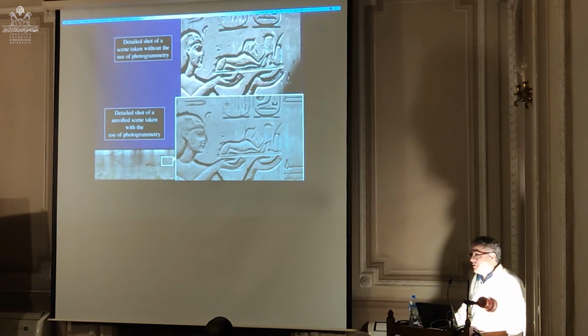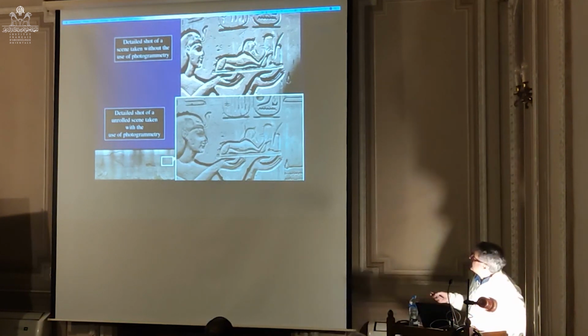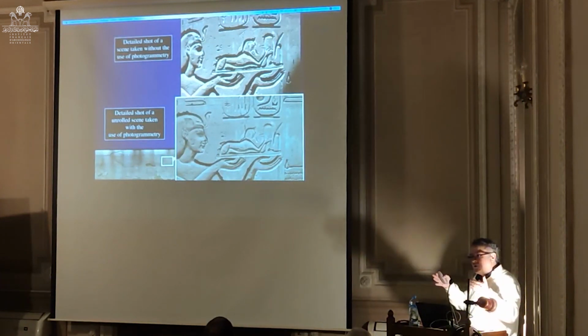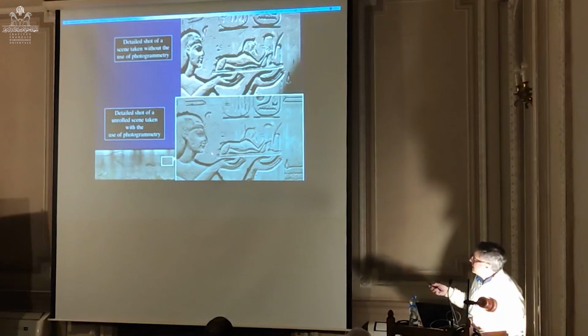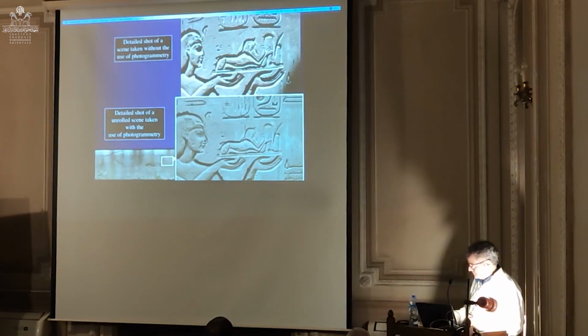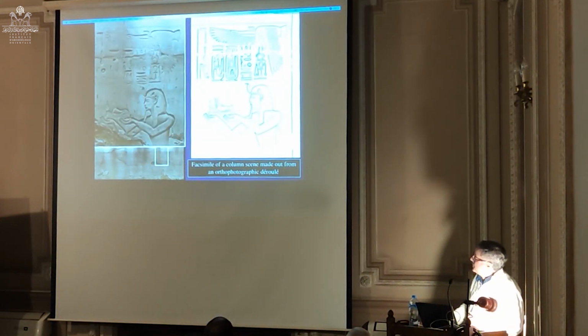This is just to give you a glimpse of the differences using conventional shooting on the column, where you could see the distortion, whereas here you have the flattened orthophoto where it's as if it was taken at a 90-degree angle. Such reproduction of déroulé allows for an easier reproduction of facsimiles, as you can see to the right.